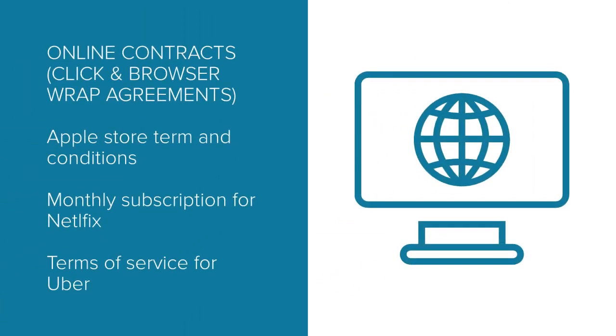Online agreements such as click and browser wrap agreements, whereby a consumer clicks a button to accept the online terms and conditions without being able to negotiate them, are an example of a potentially enforceable standard form contract. Some examples of these contracts that we may be familiar with include the Apple Store's terms and conditions, a monthly online entertainment subscription such as for Netflix or Stan, or the terms of service for a ride-sharing app such as Uber.